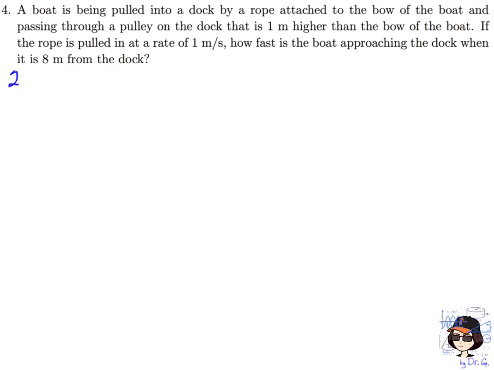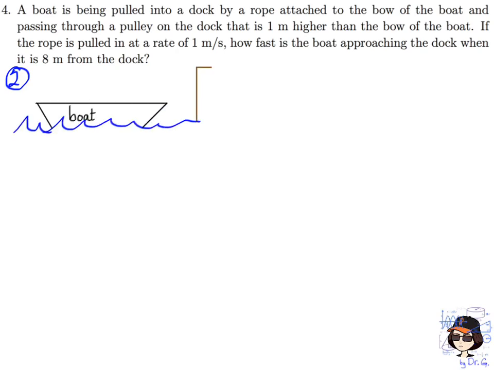So the first step, I've already read the problem, so now I'm on number 2. I'm going to draw the picture. So we have a boat, a dock, and a rope. Those are the 3 main things. Well, the boat is in some water, so I'll draw the water. There's my boat. There's my dock. And then there's the rope.